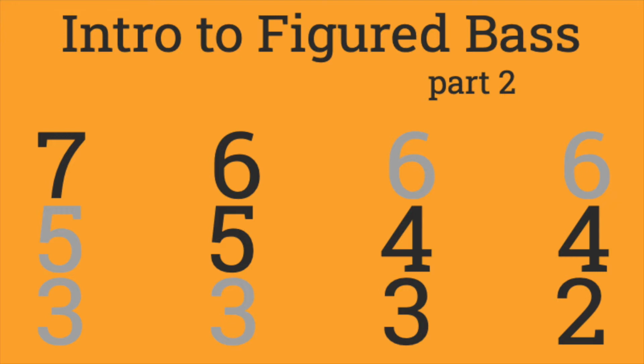Seventh chords also have figured bass symbols that you need to learn. Let's take, for example, our G7 chord. There we go: root, third, fifth, seventh. When the root of the chord is in the bass, we call it root position. And the full figured bass symbol that goes with this is 7-5-3. Why? Because there's a third above the bass, a fifth above the bass, and a seventh above the bass.